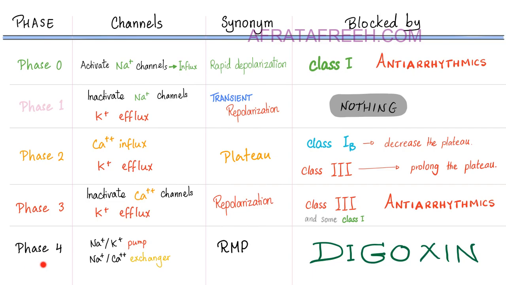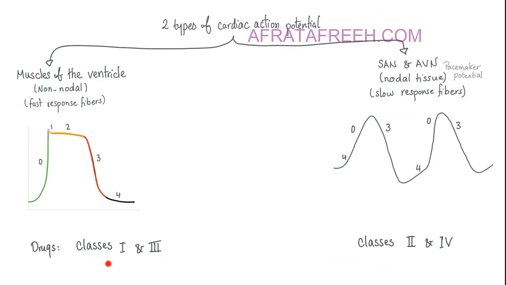You will hate yourself. Phase 4, the pump and the exchanger, the resting membrane potential. This can be blocked by digoxin, as I've told you before in video number 12. Class 1 and 3 affect the muscle of the ventricle. 2 and 4 affect the SA and the AV node.